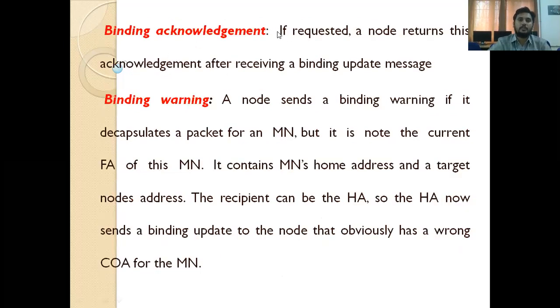Binding acknowledgement: if requested, a node returns this acknowledgement after receiving a binding update message. Binding warning: a node sends a binding warning if it has decapsulated a packet for a mobile node but it is not the current foreign agent of this mobile node. It contains the mobile node's home address and a target node's address. The receipt can be at the home agent. So the home agent now sends a binding update to the node that obviously has a wrong care of address for the mobile node.